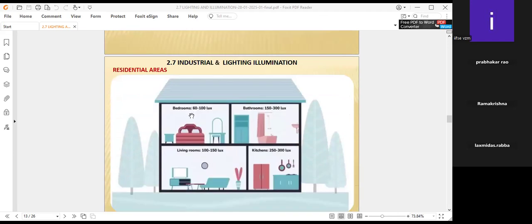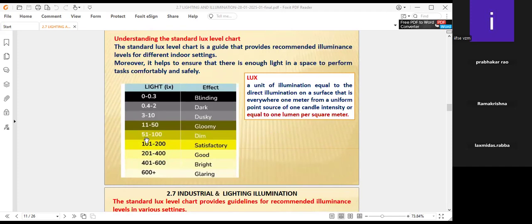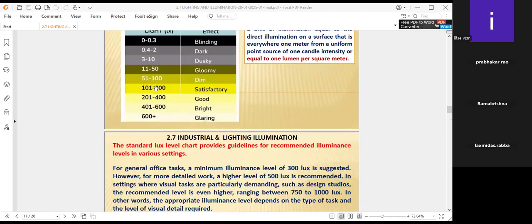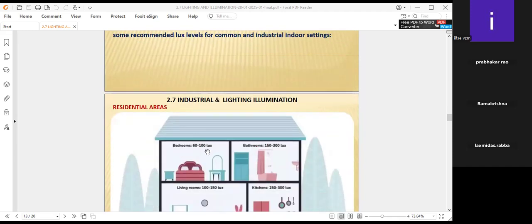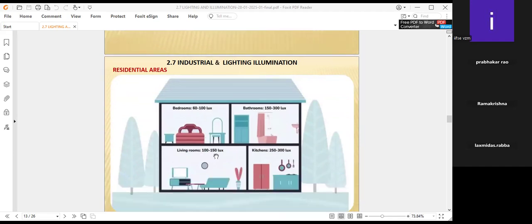You see, for example, residential areas: bedroom 60 to 100 lux. 60 to 100 comes under dim. They have suggested this where it is dim. We have to see whether that is correct or not. But the scientist has told bathrooms up to 300 lux, living rooms 100 to 150 lux.